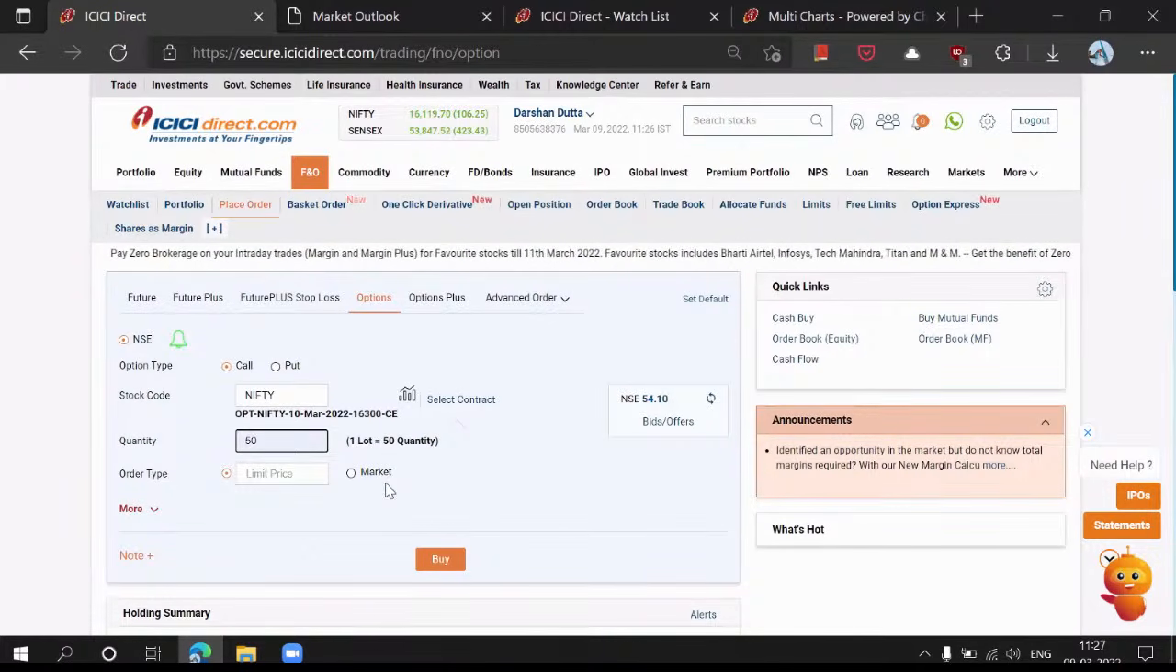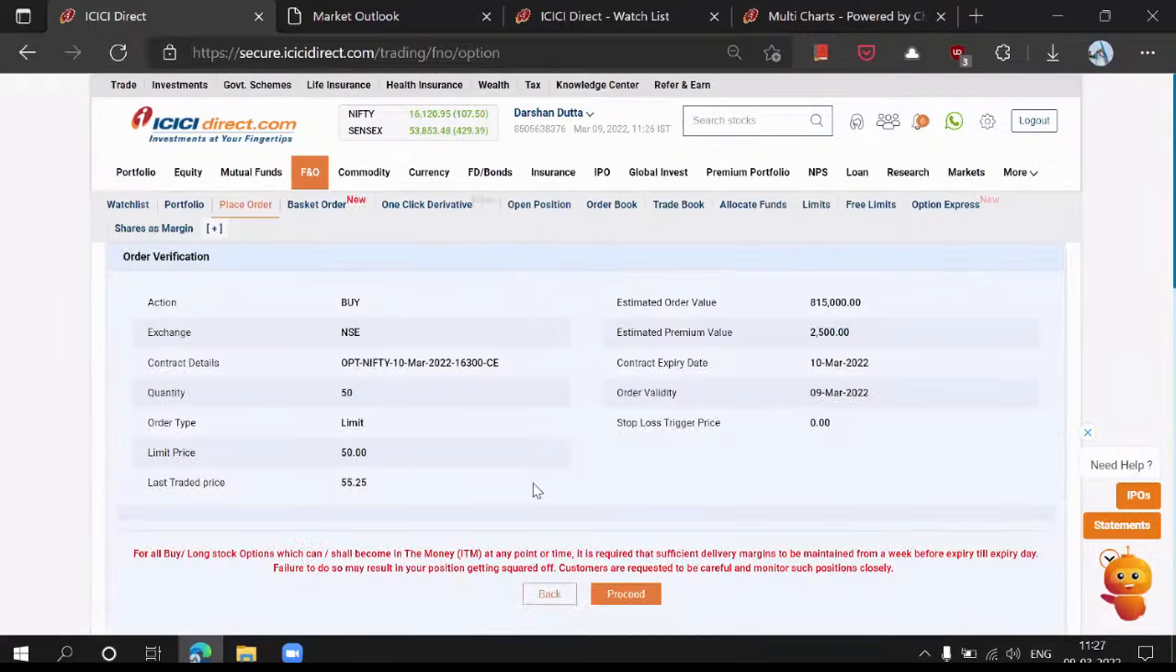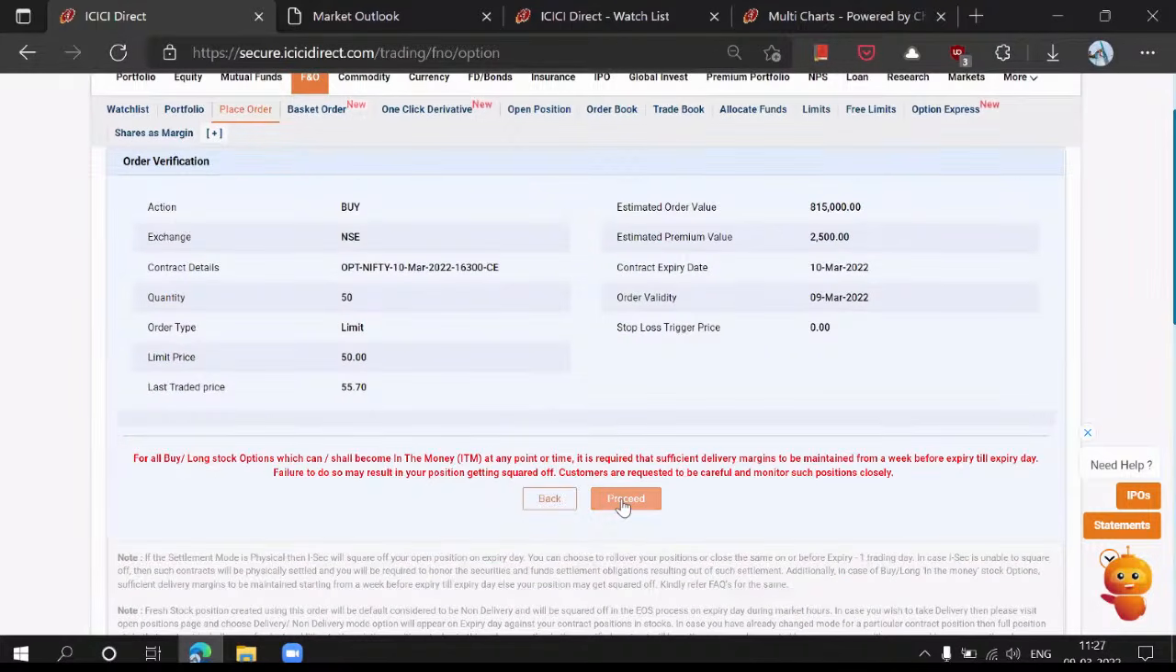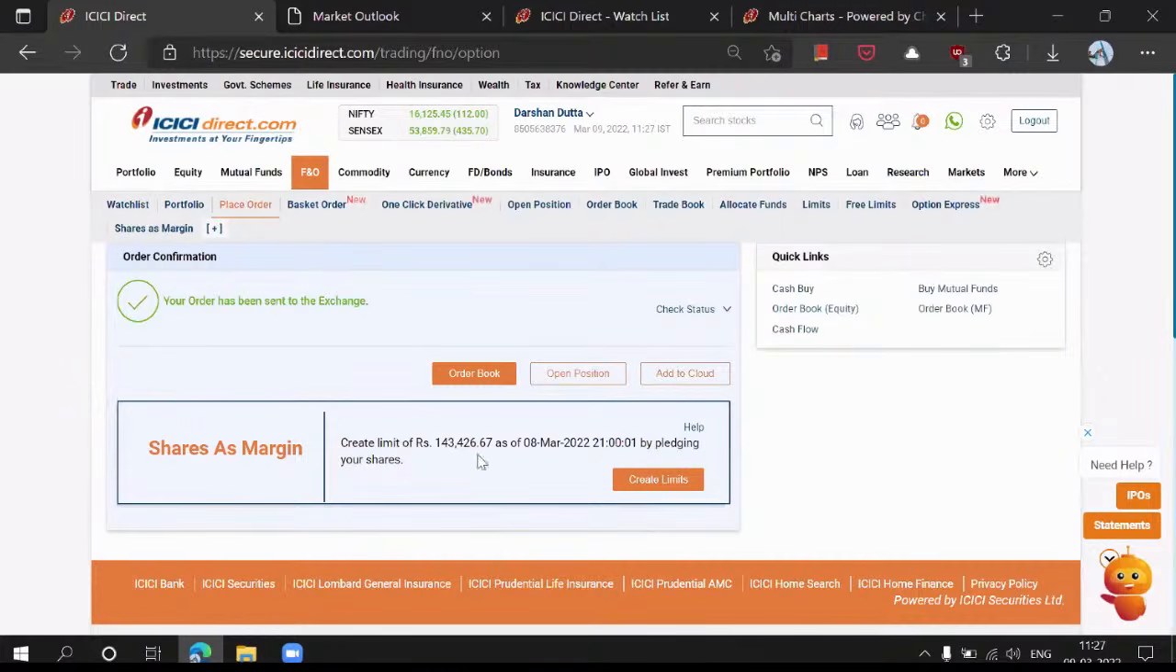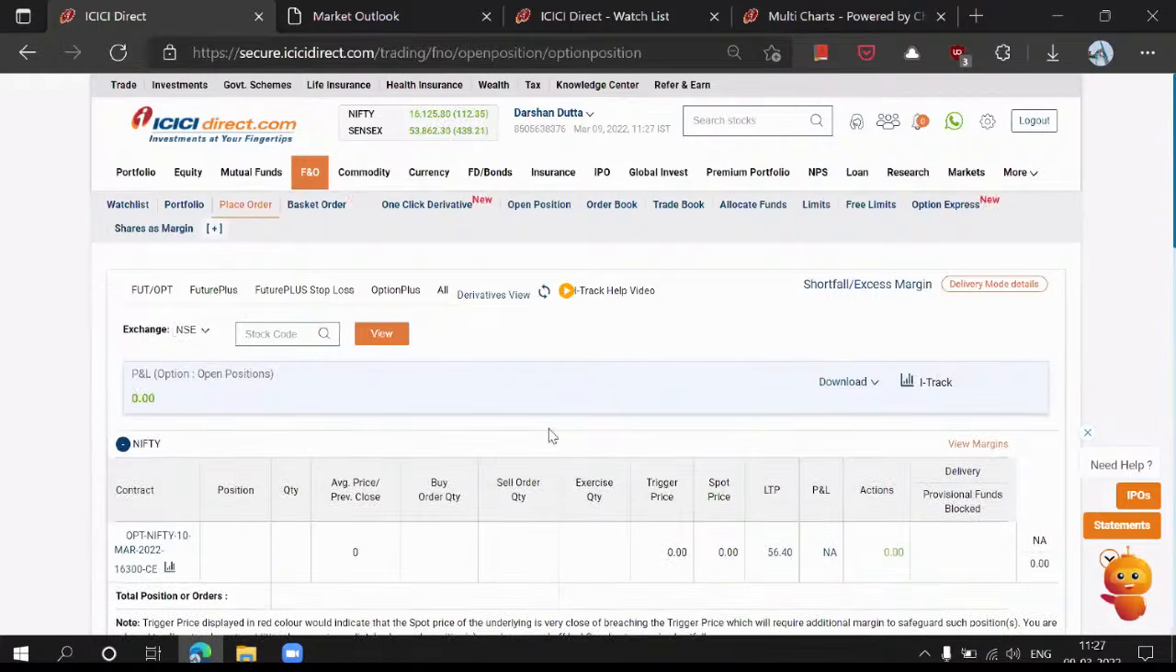Let's say we trade this at market, or we put a limit price of 45 or 50 rupees so that it comes in our range. Or we can execute this at market as well. Let's just do one trade to get a sense of it, and you can just execute this trade. Now, the important thing is to click on open position. Just go on the open position, not from here.